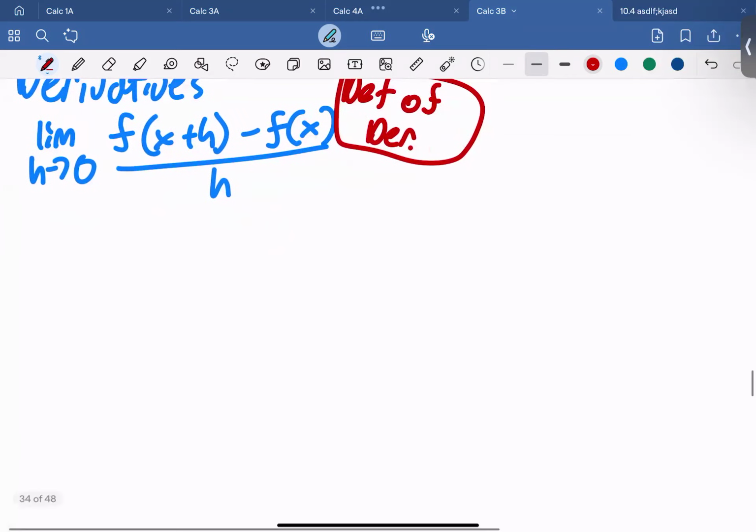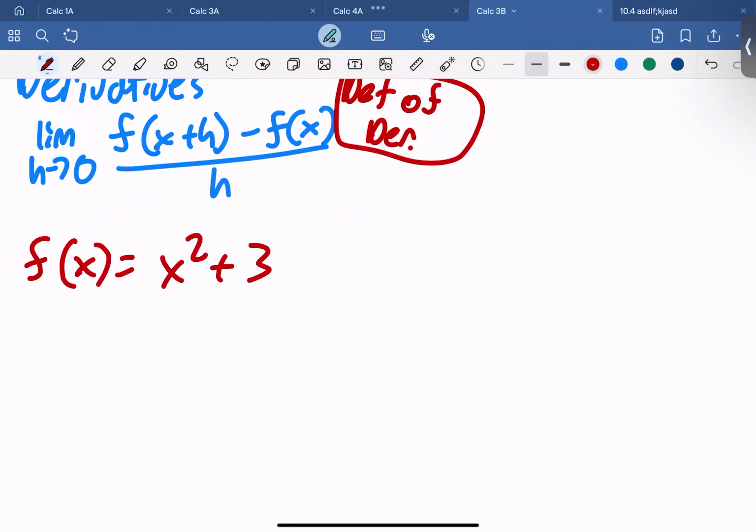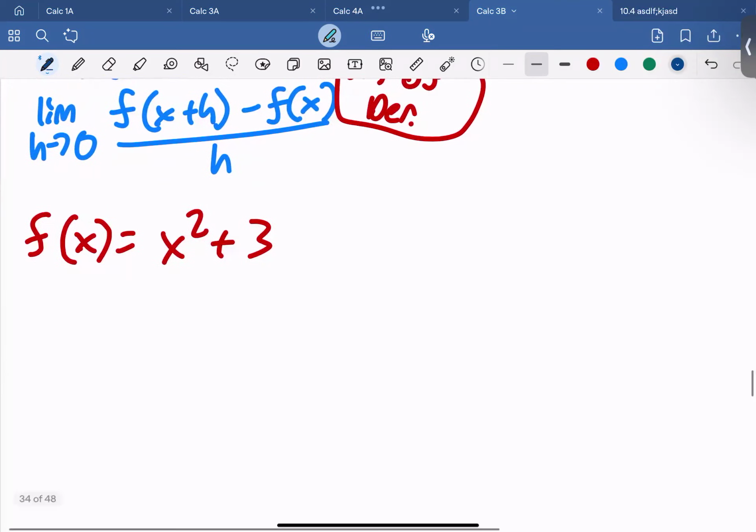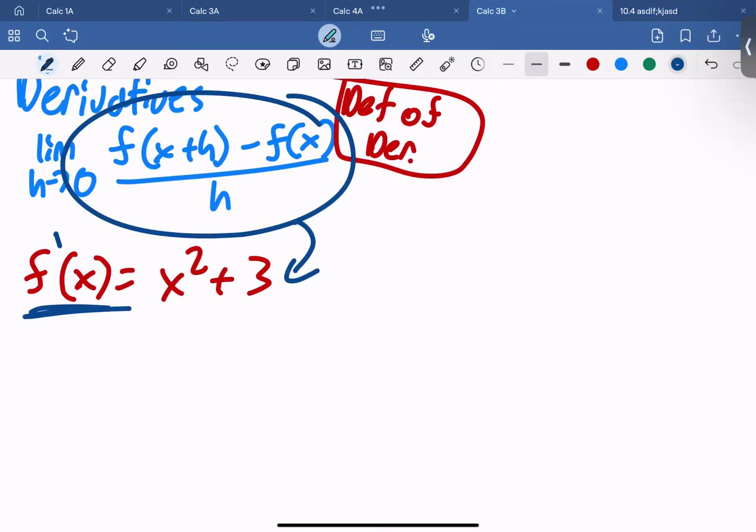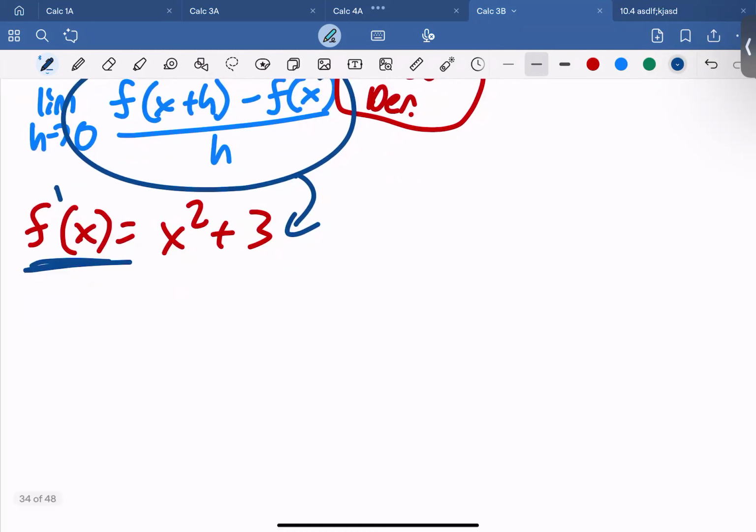All right, so let's say I had a question of f of x equals x squared plus 3. To answer this question, if we're being asked to find the derivative of this function, we're going to take our definition of the derivative and use it here. We're going to kind of smush them together.